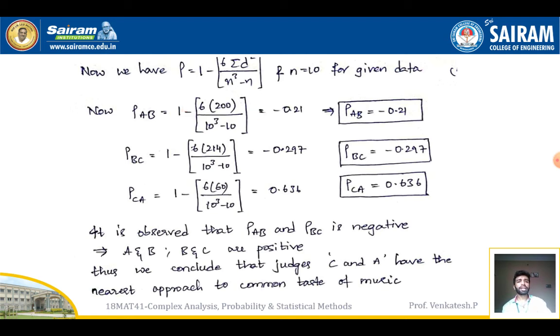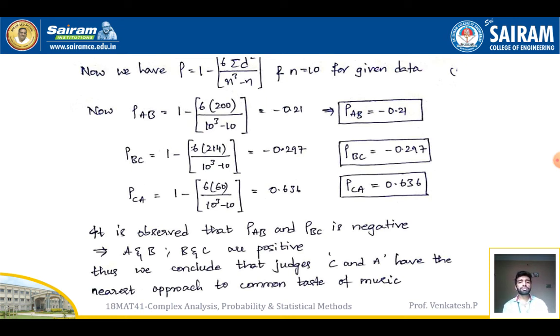On simplifying this, I will be getting rho AB is equal to minus 0.21. For the pair BC, 1 minus 6 into 214 by 10 cube minus 10, I will be getting minus 0.297. So the rank correlation of BC will be minus 0.297. For the pair CA, 1 minus 6 into 60 by 10 cube minus 10, so I will get 0.636. So the rank correlation coefficient of the pair CA will be 0.636.